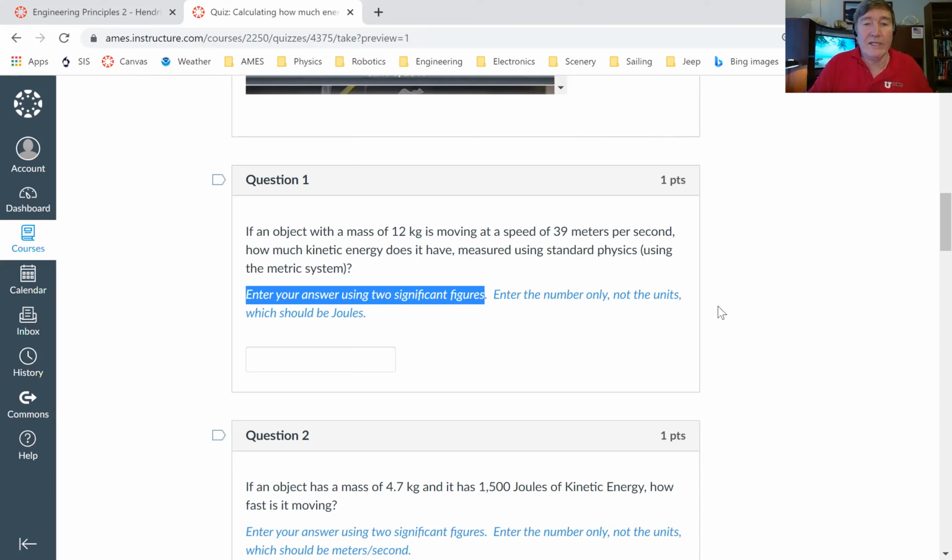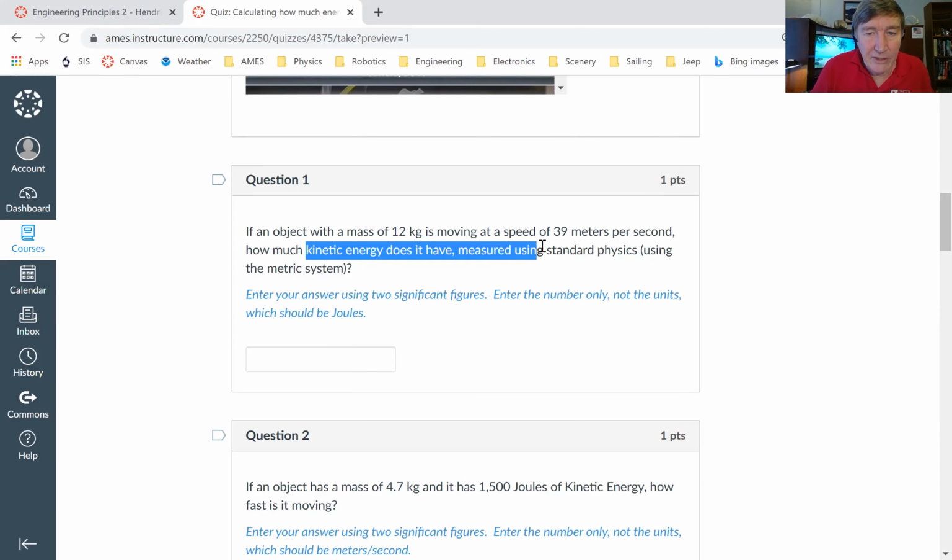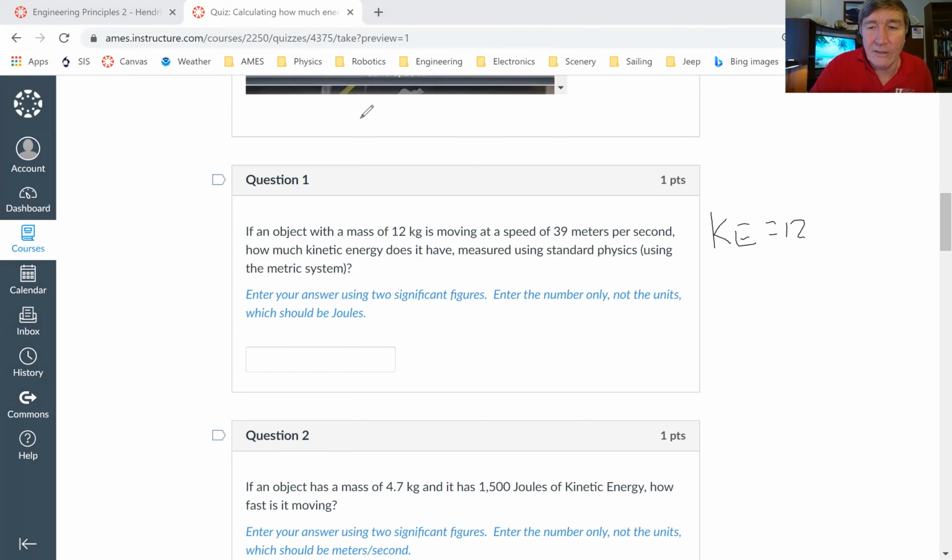Okay, so what does it mean to have 2 significant figures? Well, first off, let's do the problem here. So the problem says, okay, how much kinetic energy does the object have if it has a mass of 12 kilograms and is moving at a speed of 39 meters per second? Okay, so let's do what most of you did. Most of you said, okay, well, I recognize that kinetic energy is 1/2, oops, not 12, 1/2, sorry. Okay, try it again.